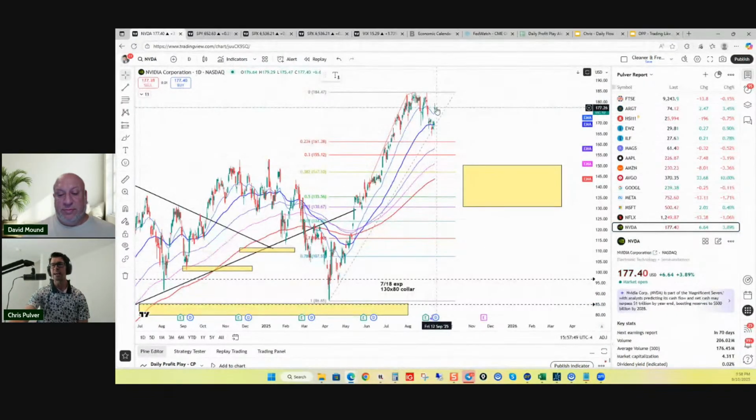It's still in the exact middle that it started. Guess where earnings were on NVIDIA? They were right here. And guess where price is at a couple weeks later? It's right there. That's usually what the market does.